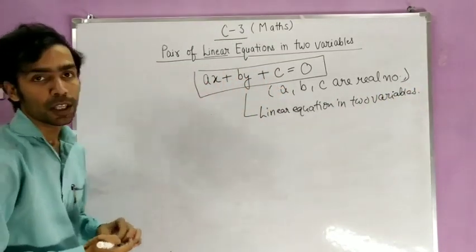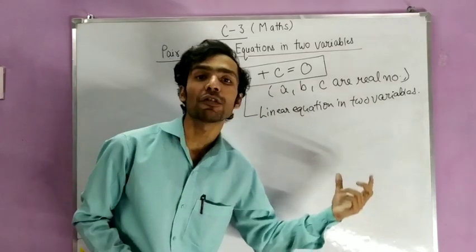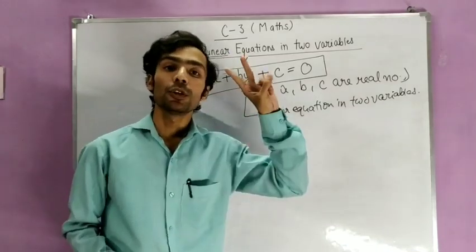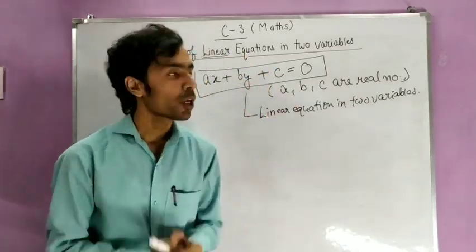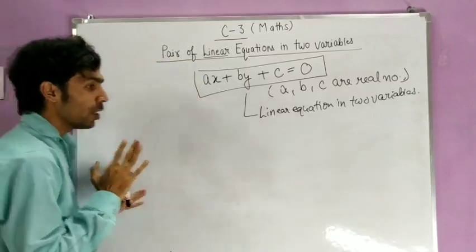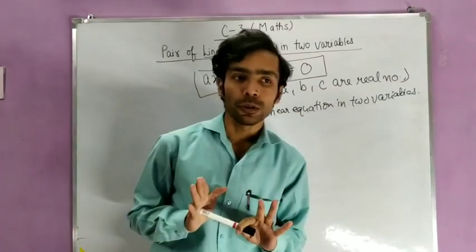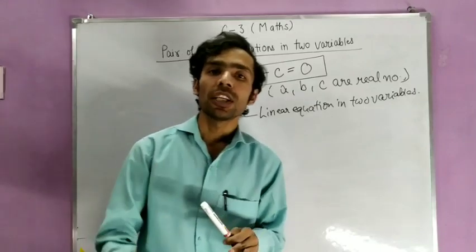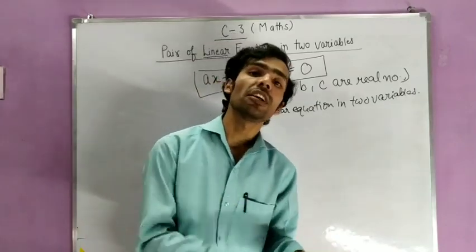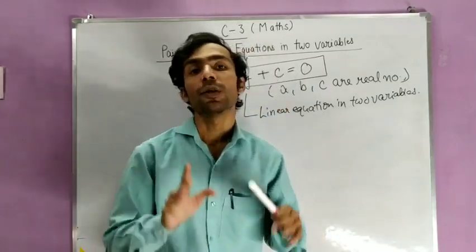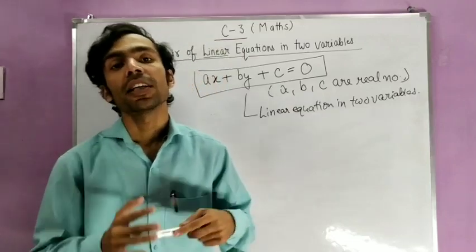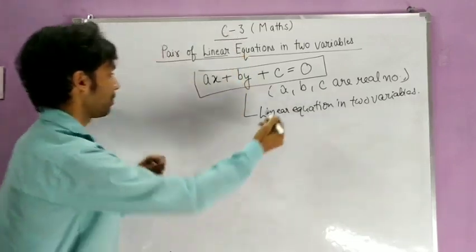Okay? Now we have to write a pair of linear equations. It means we have to write 2 linear equations together. Okay? So I told you in the polynomial chapter also, whenever you are studying a new thing, you should know its general form. Okay? So any pair of linear equations can be represented like this.